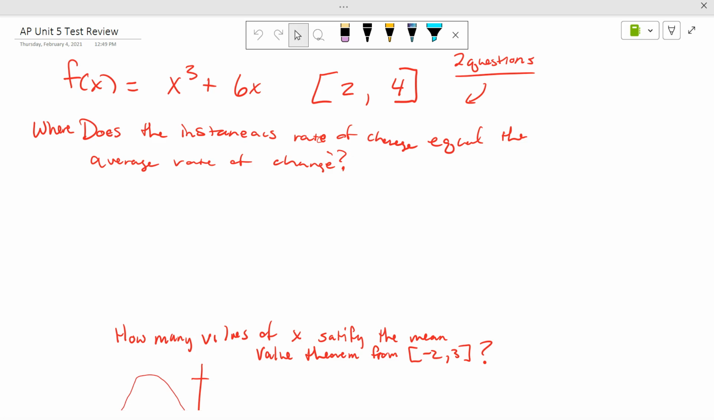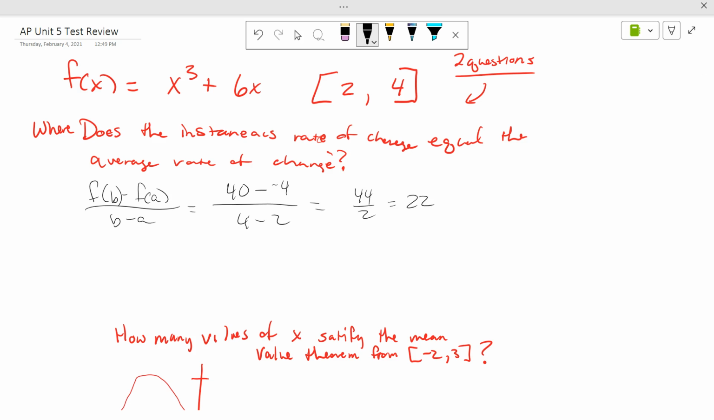The mean value theorem. The average rate of change is set equal to the instantaneous rate of change of the function. So, what's the average rate of change of this function? Well, f of b minus f of a over b minus a is your average rate of change. So if you stick in the 4, you get 64 minus 24, which is 40, minus, stick in the 2, 8 minus 12 is negative 4, over 4 minus 2, which is 44 over 2, which is 22.